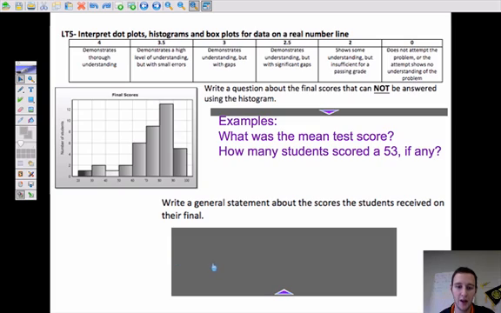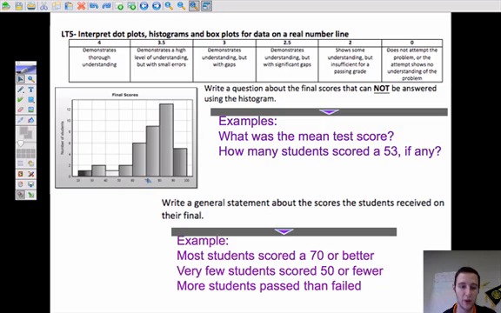Okay. Write a general statement about the scores that the students received on their final. You could say something like, most students scored a 70 or better. Very few students scored a 50 or lower. More students passed than failed. Okay, you can easily see that from the number of students that are in this range, above 50 compared to below 50, or 60 rather. Okay, so those would be some more appropriate questions and general statements that could be made from the histogram.